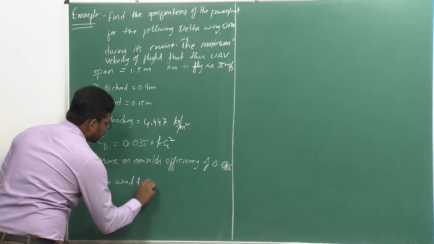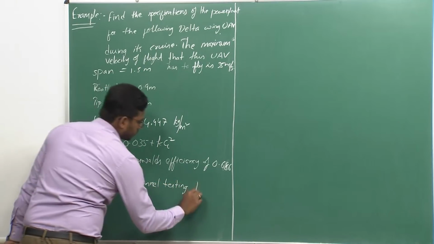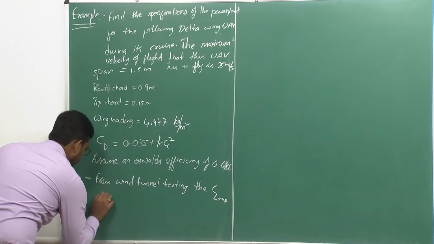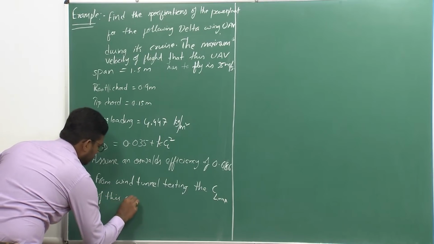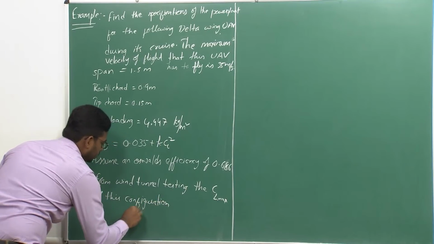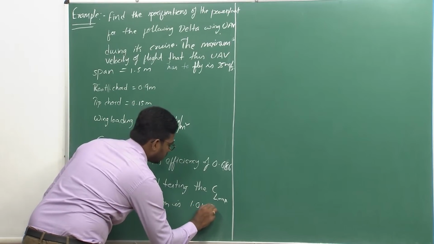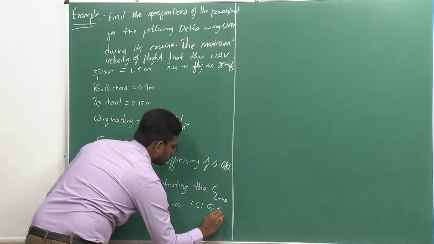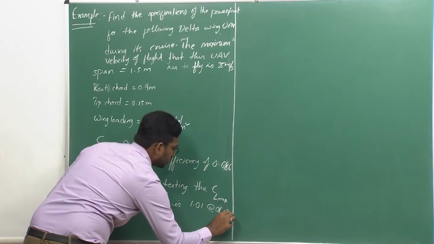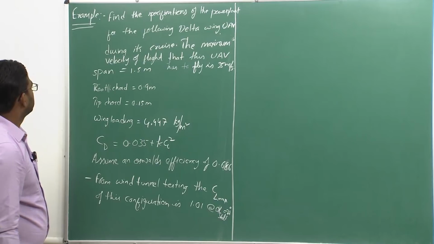From wind tunnel testing, the CL max of this configuration is 1.01 at approximately alpha stall of 21 degrees.